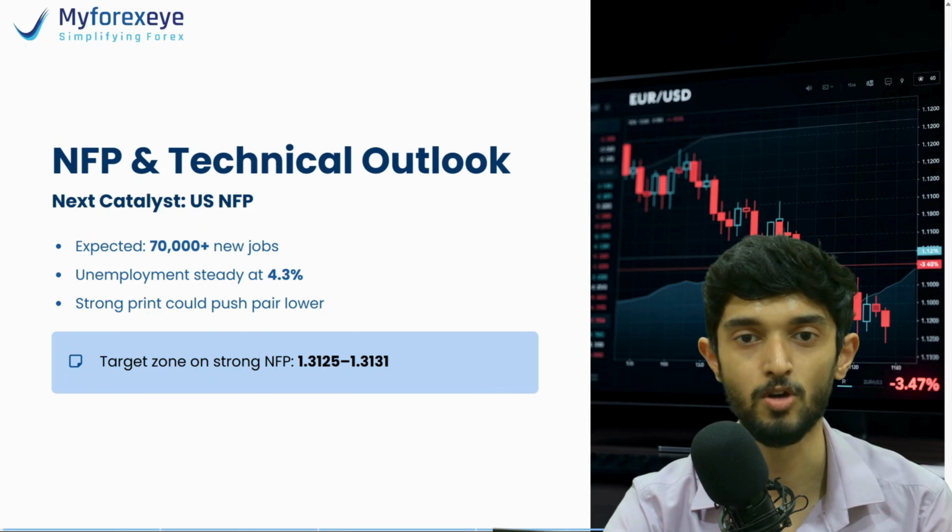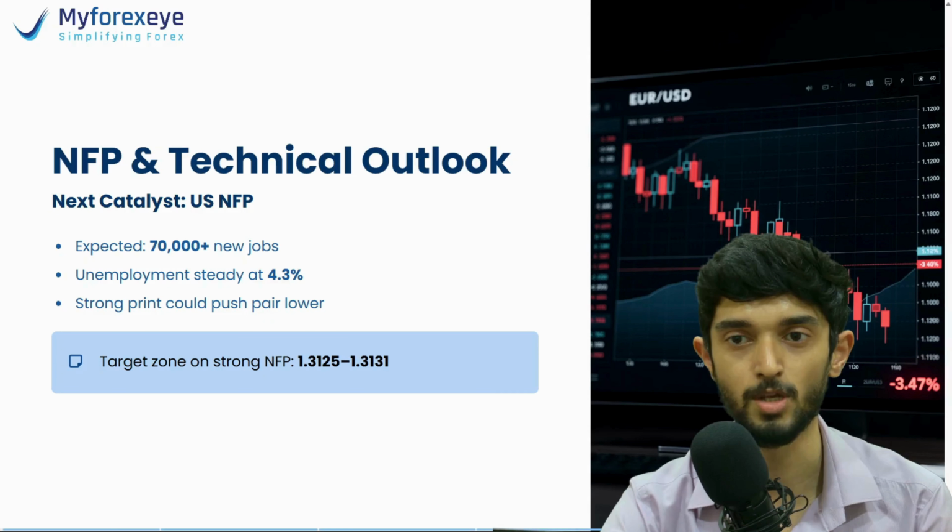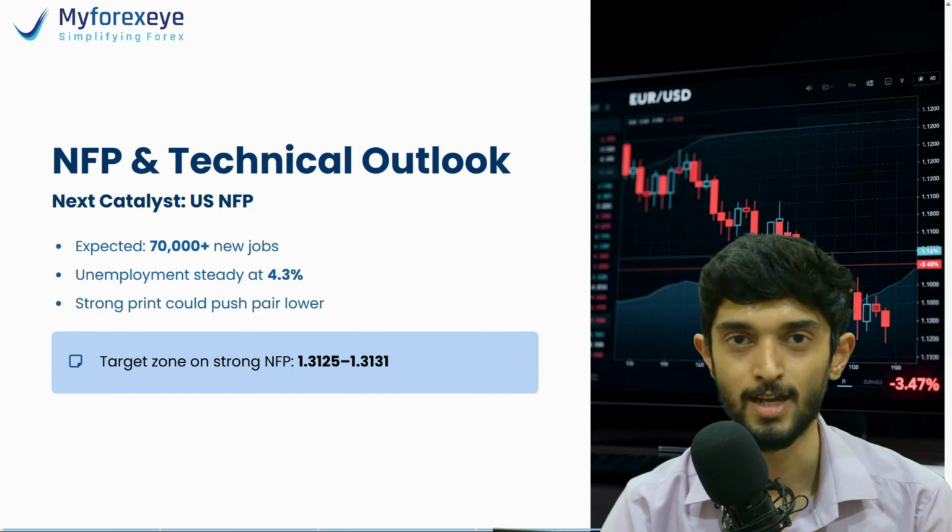A strong US jobs report could push the pair even lower towards 1.3125 or 1.3131 levels. That's all for this video on the pound.